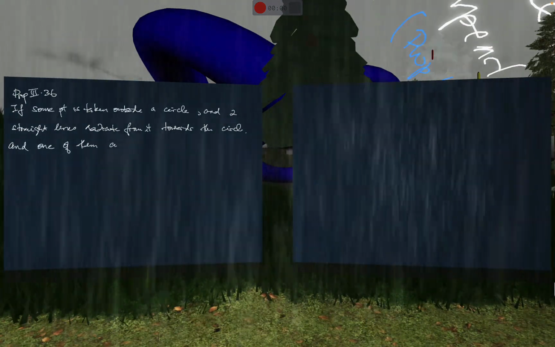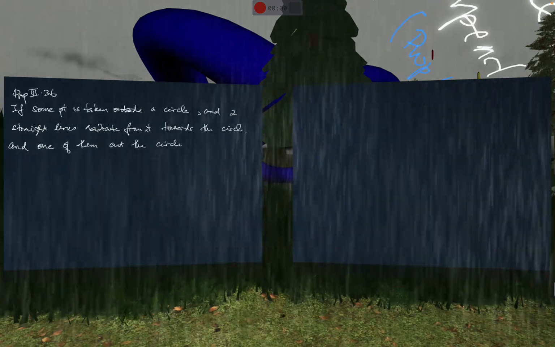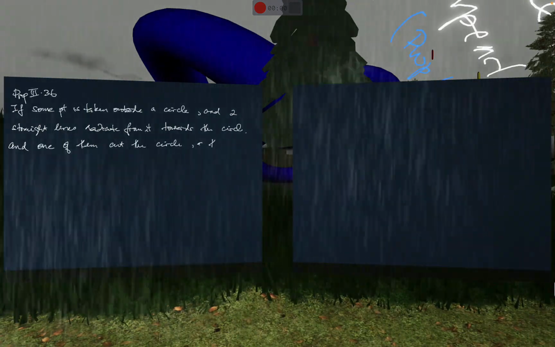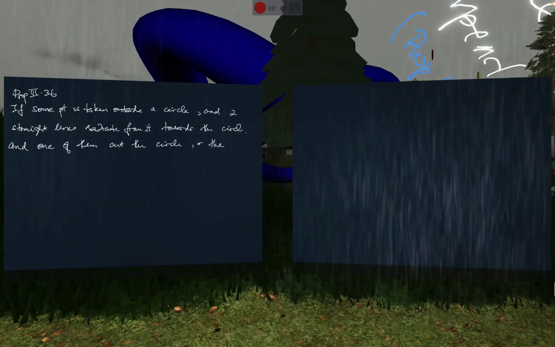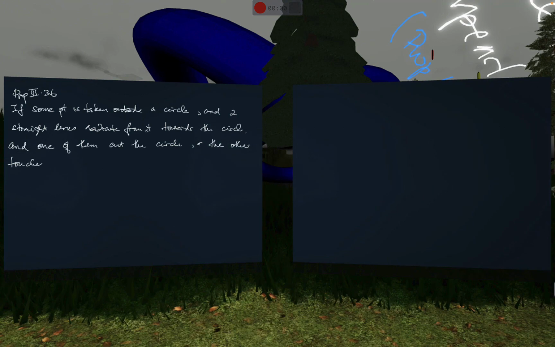One of them cuts the circle, and the other touches it. There are a lot of ands in this sentence. Apologize for that. Okay, so essentially we have a circle and a point, you draw a line that cuts it, and then a line that just touches it. So that's a tangent.